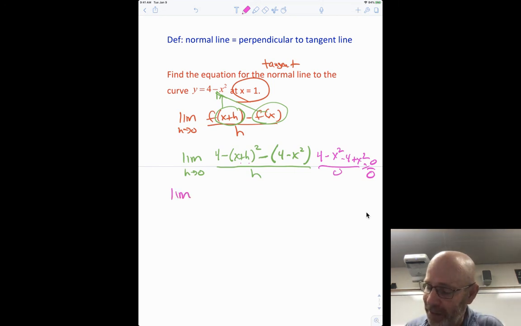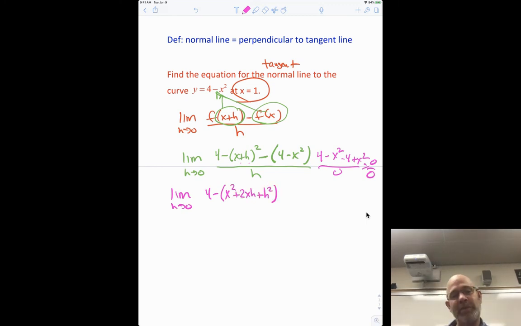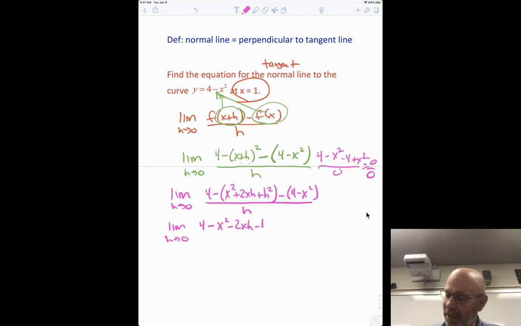So we're going to come back to the steps here. We're going to multiply this out: x squared plus 2xh plus h squared. Minus the 4 minus x squared. Just doing some algebra right now. A lot of algebra in this class, by the way. Calculus actually is not too hard, but there's a lot of heavy-duty algebra in it. So now I get 4 minus x squared minus 2xh minus h squared minus 4 plus x squared, all over h.